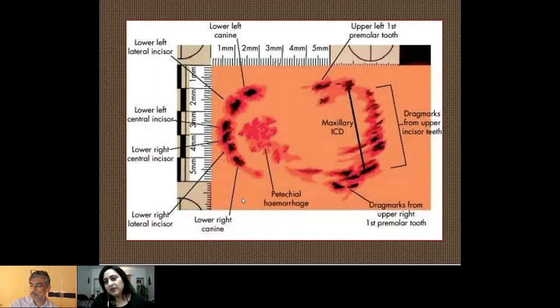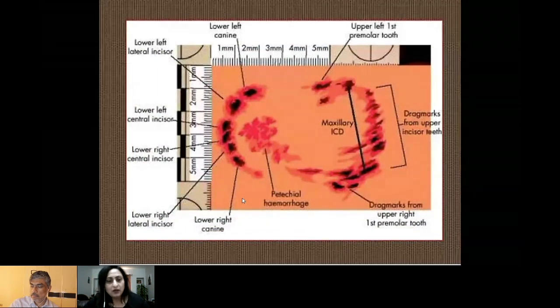From the upper, there are drag marks from the upper left first premolar tooth. It is self-explanatory. And the maxillary ICD, that is intercanine distance. Drag marks from the upper right, lower right canine. So the lower is imprinted in a much better way than the upper. Petechial hemorrhage is seen in this.